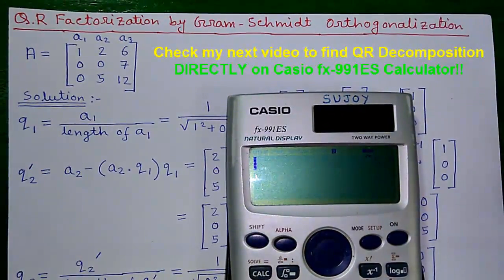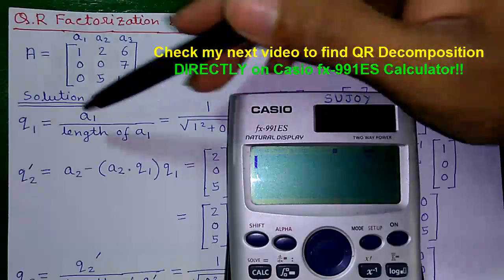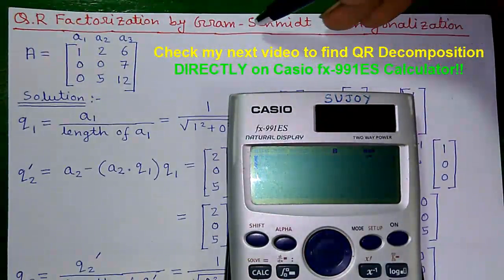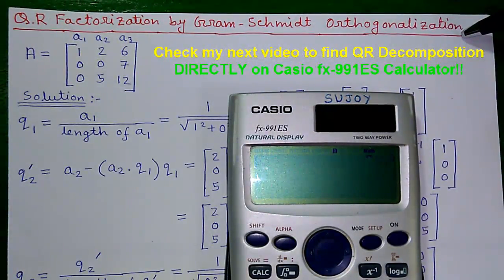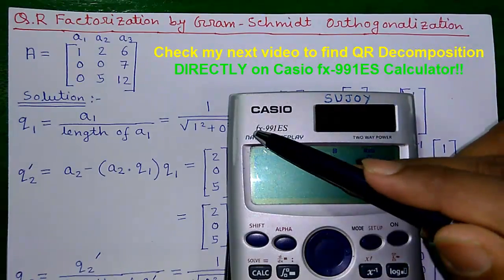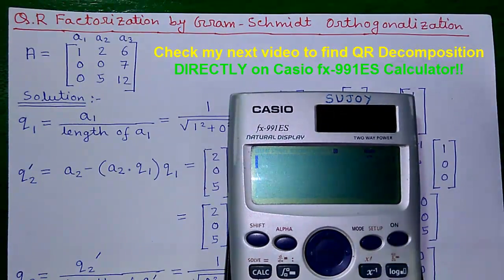Hello friends, I am Sujoy and today I will tell you how to do QR factorization by Gram Schmidt orthogonalization with the help of Casio fx-991ES scientific calculator.